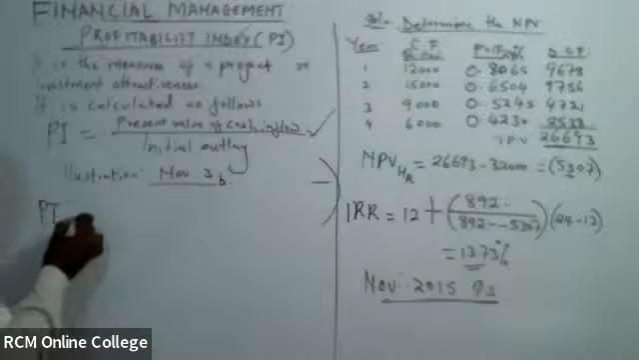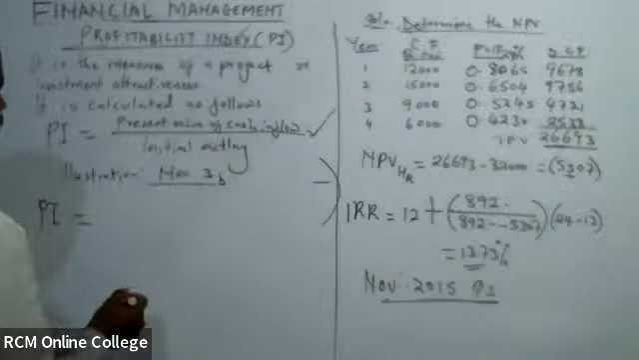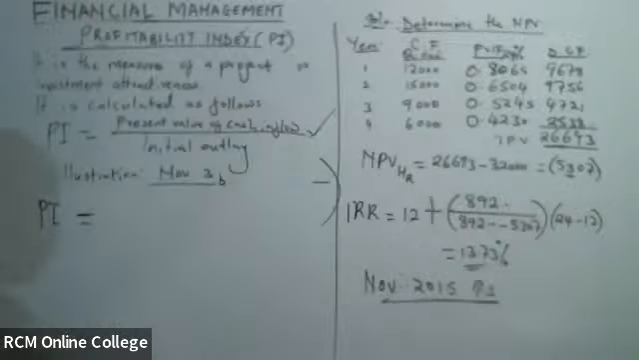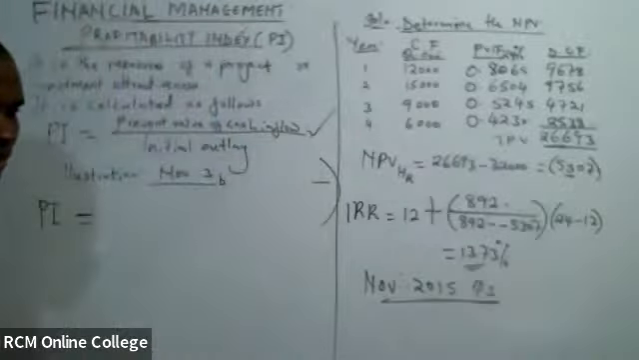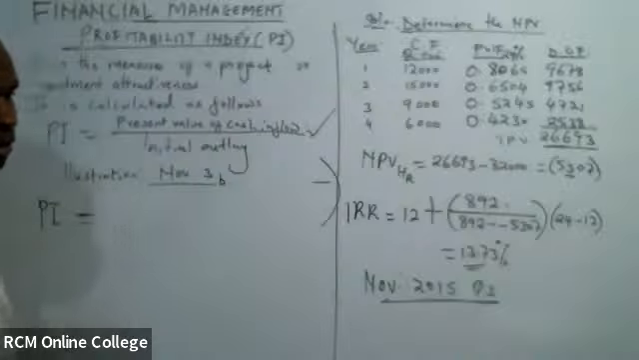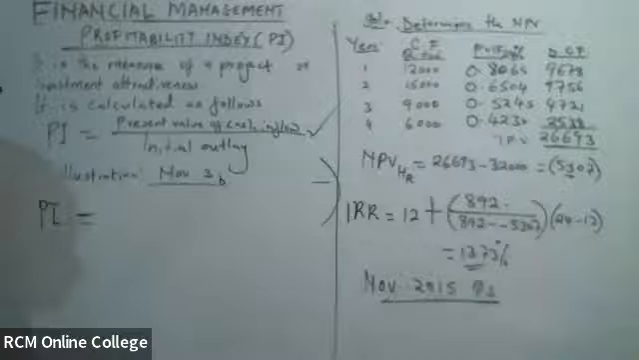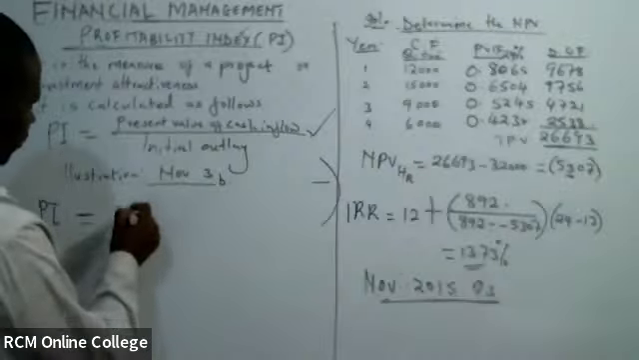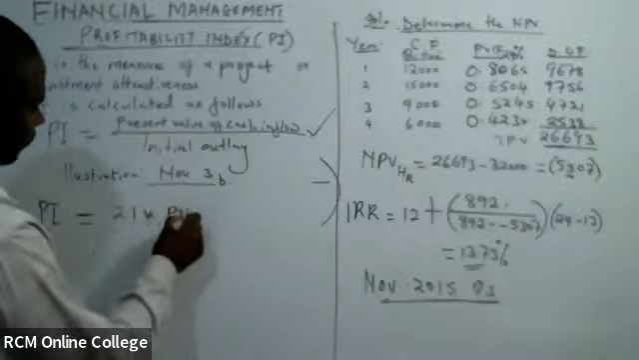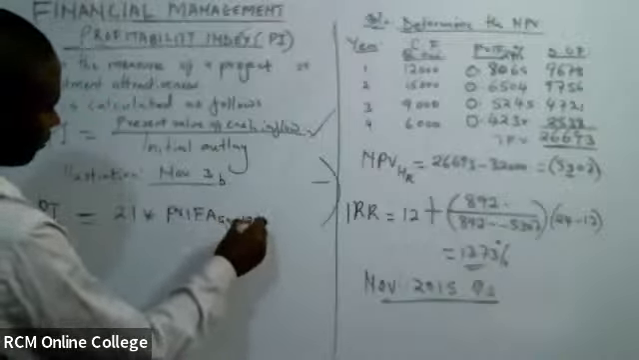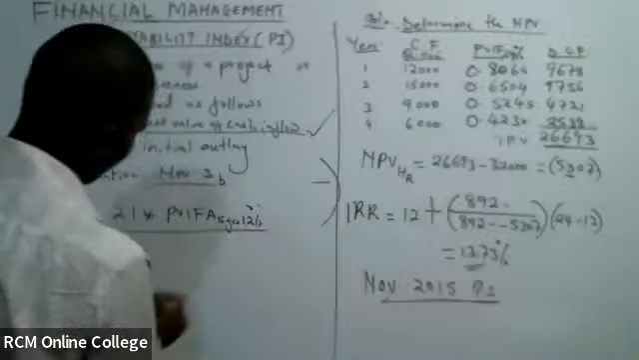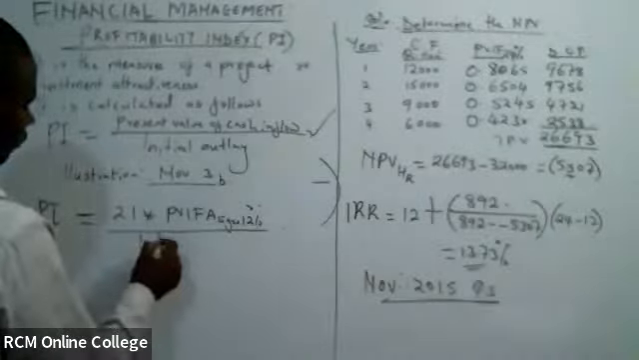So PI is equal to the present value of our cash inflow, divided by the initial outlay. Now, I want somebody to tell me, which type of cash flow do we have? The 21 million here, is it a regular or irregular cash flow? Similar or non-similar? Uniform or non-uniform? They are regular cash flows, therefore we discount using PVFA, 5 years, 12%.